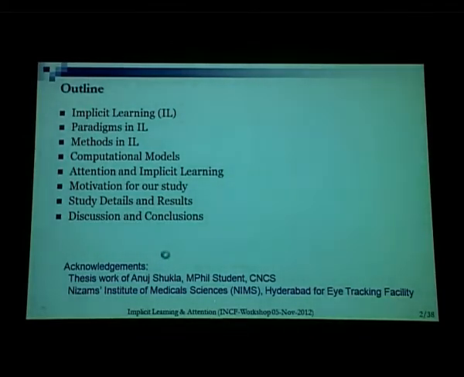And then today I would particularly talk about what role attention plays in implicit learning, and share some of the results from the thesis work of my student Anuj Shukla, who has done an MPhil thesis at our center. And at this point I would also like to acknowledge, before I start, the help from a hospital at Hyderabad, Nizam's Institute of Medical Sciences, for allowing us to use their eye tracking facility. Although the study at this point was done only on normal participants.